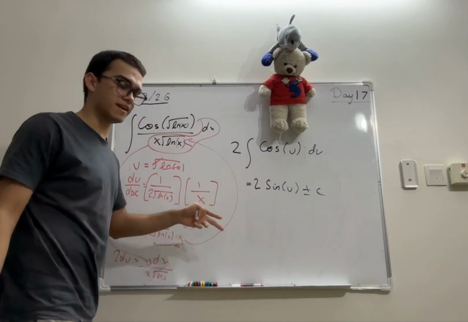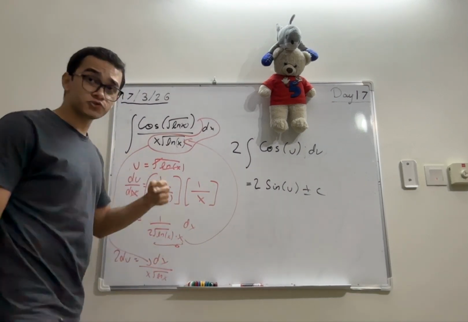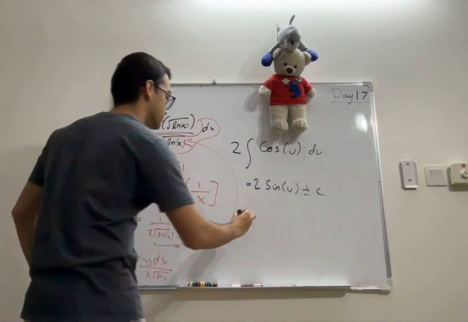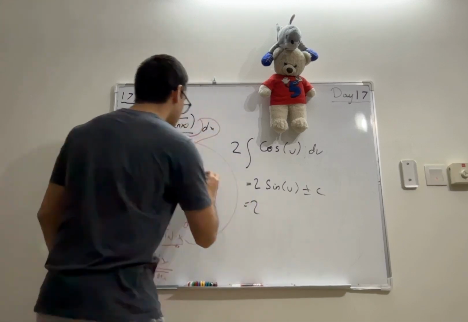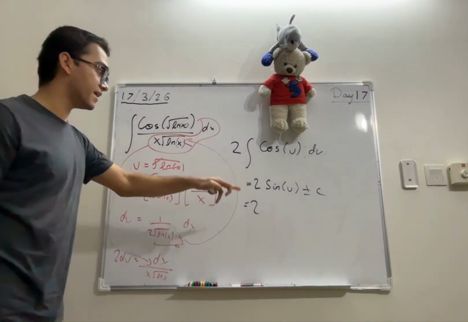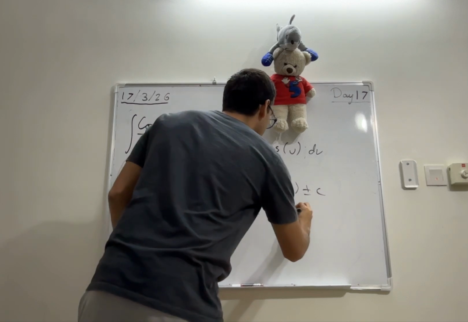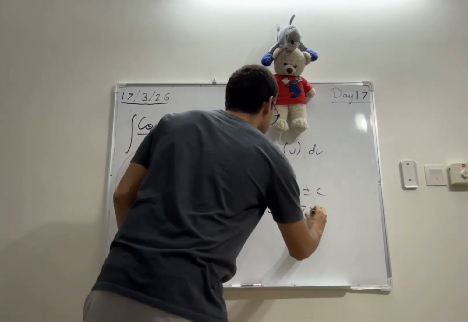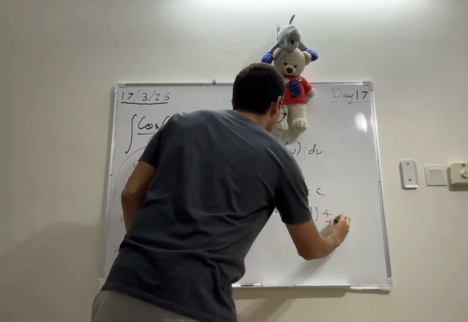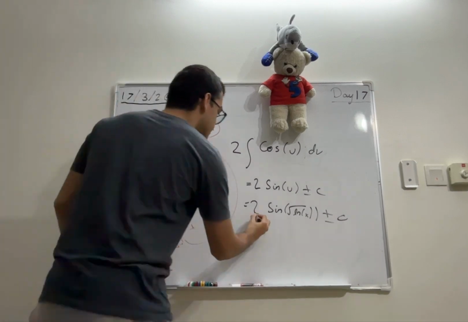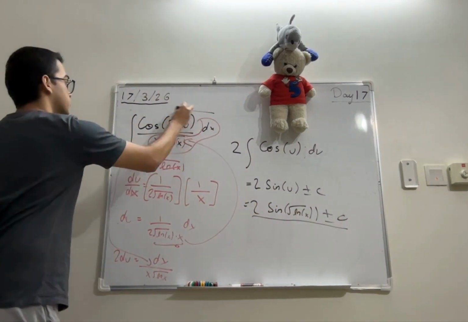But there's one thing we're forgetting again. u is a substitution we did, so this is not our final answer. Our final answer would be substituting this u back into the sine. So 2 sine root ln of x plus or minus c. So this is our final answer to this question.